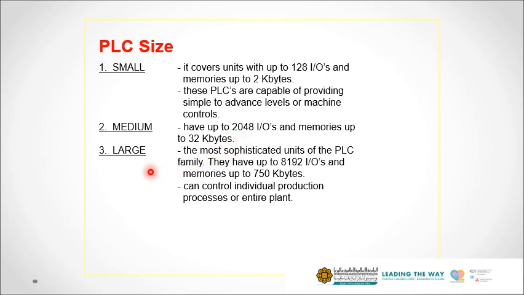And the large PLC, which is used for large factories, can have 8192 IOs, whereas the memory can go up to 750 kilobytes. And it can control individual production processes and even the entire plant. So this is for large scale PLC.